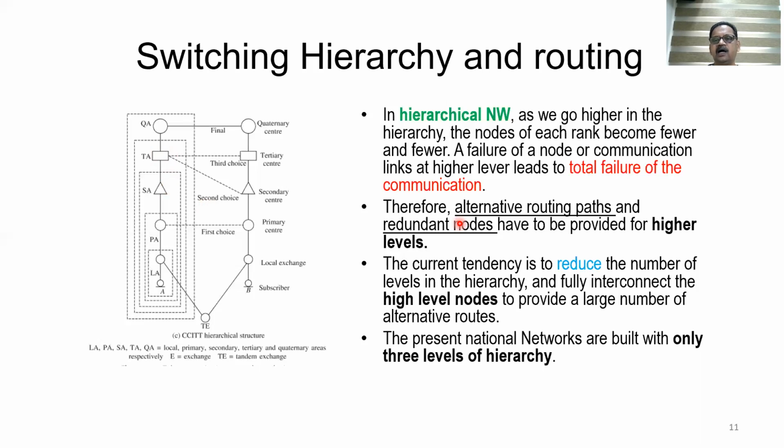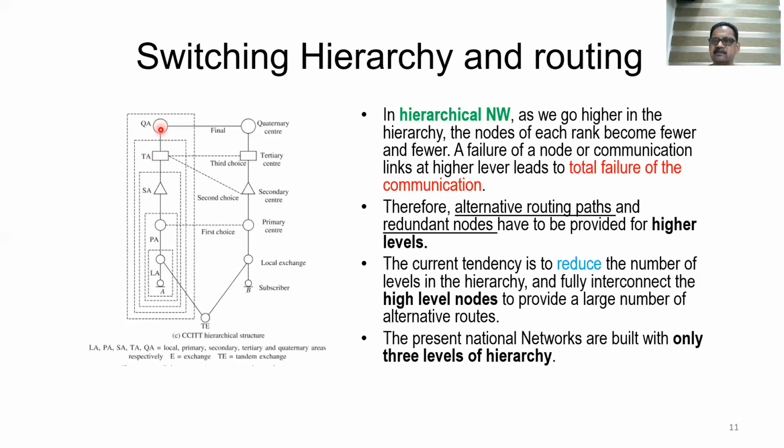Therefore, what we have to do is provide alternate routing paths and redundant nodes for higher level support. If it is considered as a state level exchange, we should have alternate paths. So Bangalore is to be connected, say for example, via Chennai, via Hyderabad, via Nagpur, like that. Even if one route fails, via other routes you can connect the call. So at higher levels, as you go higher and higher, you should provide alternate paths. That means these higher level exchanges should be connected in a mesh form.